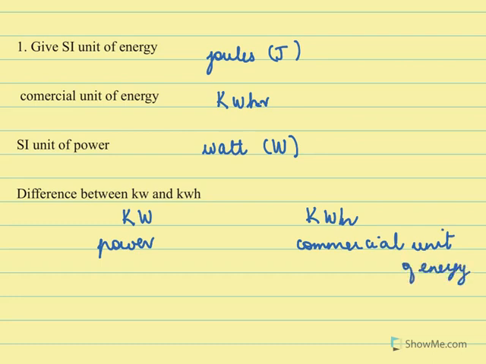The commercial unit, what we use when we pay our bills, is the kilowatt hour, which is equal to 1 unit. But the SI unit of energy is joule.